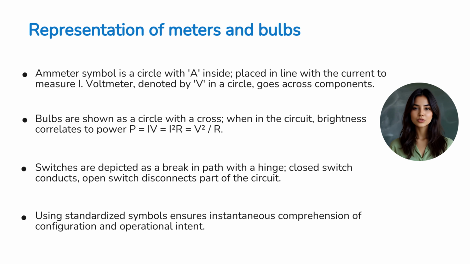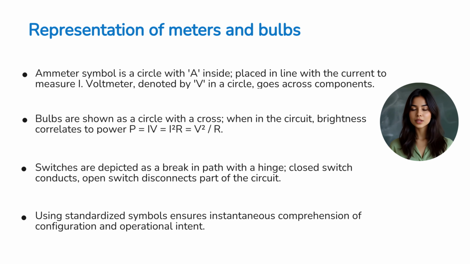The brightness of the bulb depends on power, which is the product of current and voltage, expressed with formulas like power equals current times voltage, or power equals current squared times resistance, or power equals voltage squared divided by resistance.